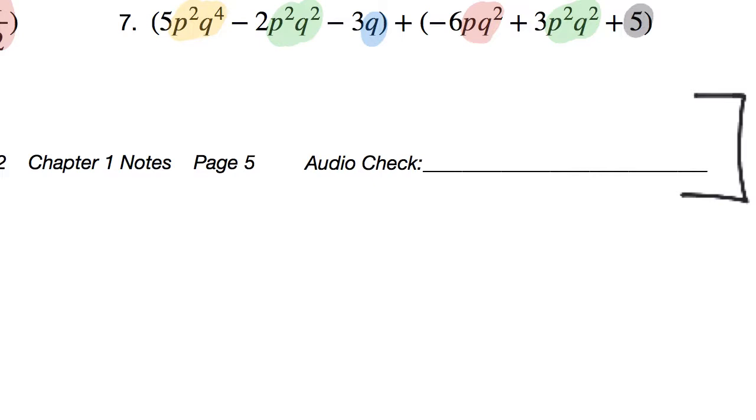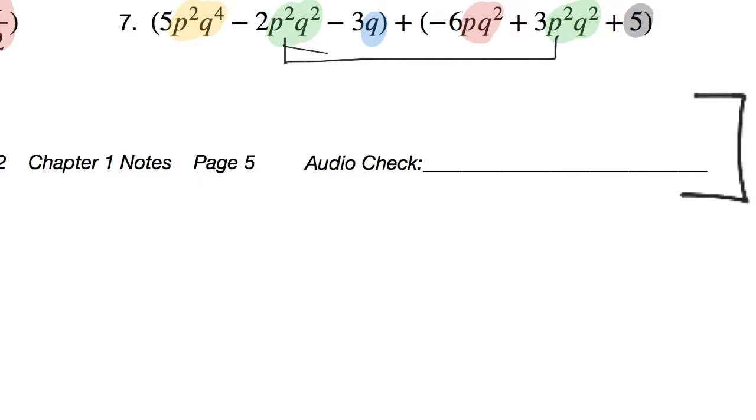So here, not a whole lot of like terms. In fact, there's only one pair of like terms to combine. This green one right here, p squared q squared. All the others are not like terms because although I see p's and q's everywhere, it's got to be exactly the same. Exact same exponent and exact same variables.